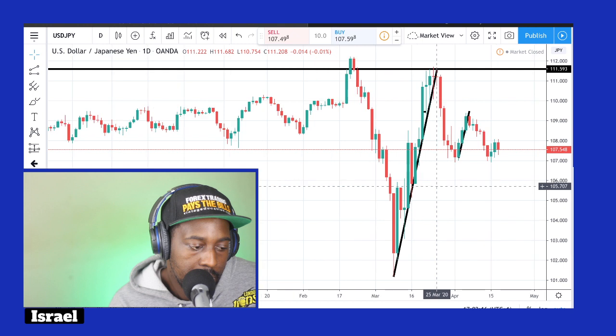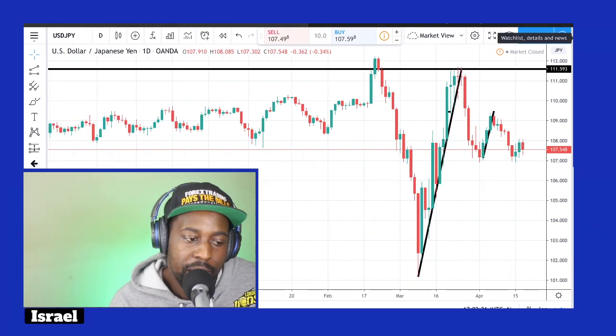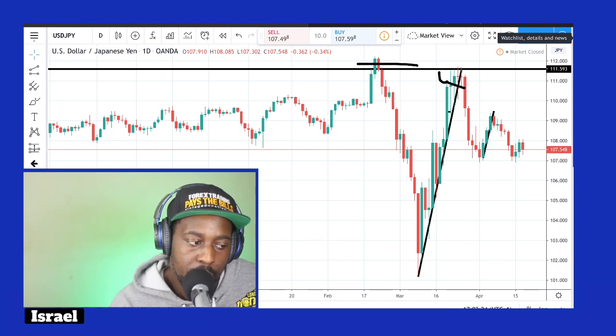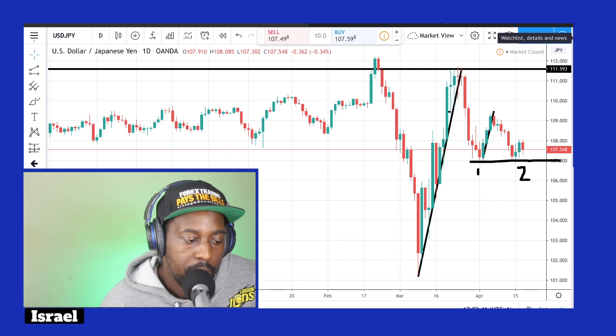This is a market that had a huge uptick, a lot of dollar strength, and price bounced off this area, which it had done previously, right? And price now has tried to form a bottom in what seems to be the 107 region. We've got one, we've got two. Two times price has basically tried to bounce off this particular area.